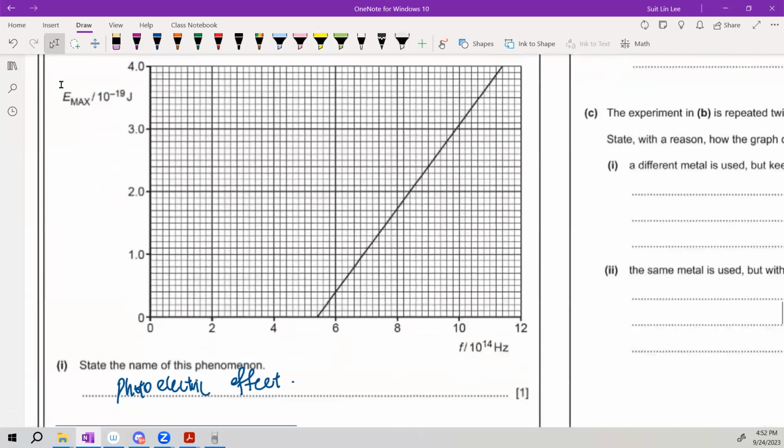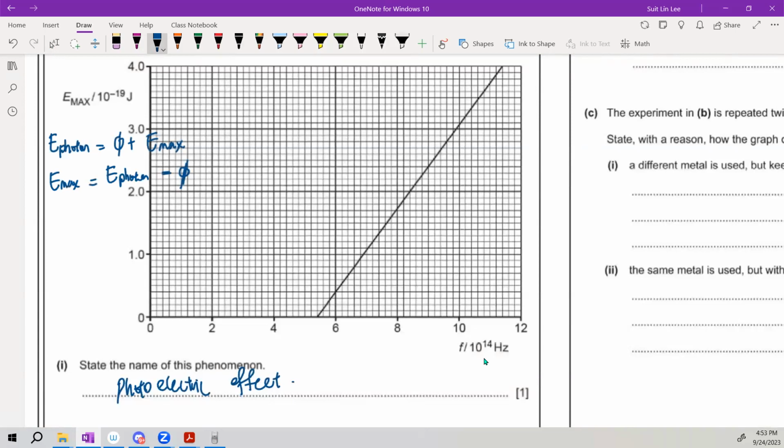I have Emax on the y-axis. I have frequency on the x-axis. So I'm going to write the equation here. Energy of photon is equal to work function plus Emax. Okay. So right now, Emax is my y-axis, so I'm going to rearrange to make Emax the subject of my equation. This will mean that Emax will be equal to energy of photon minus the work function.